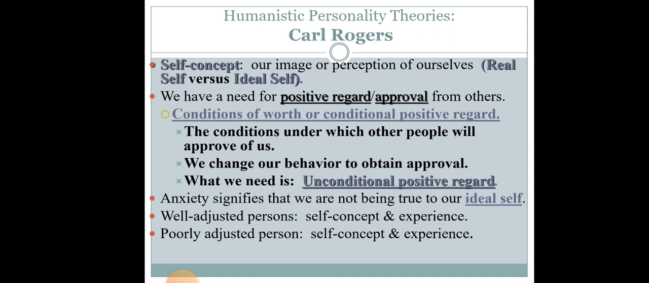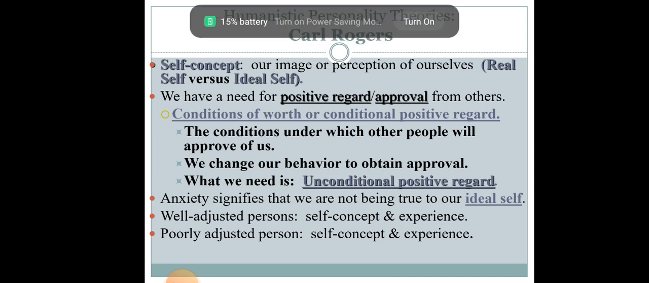His theory focused on the self-concept, our image or perception of ourselves. How can you see yourself? How can you interpret yourself? So, real self versus ideal self. What does it mean, the difference between them? The real self. Okay, what am I or who am I? Versus the ideal self. The ideal self here means what? I'm the ideal one. I need more and more to improve my personality or not.